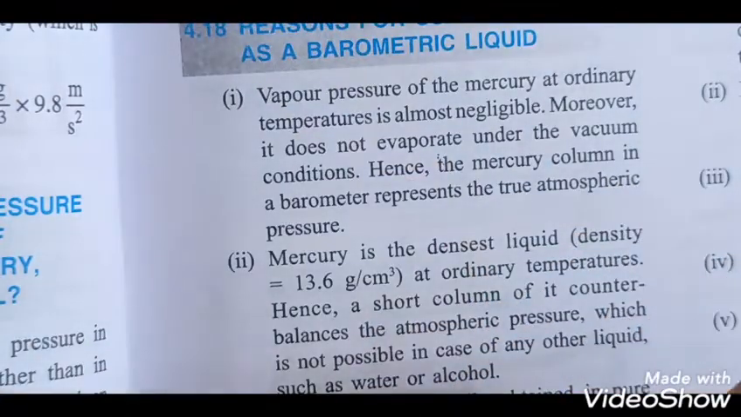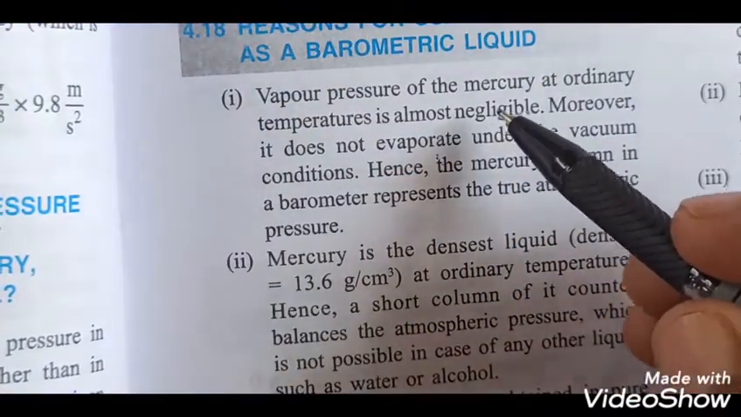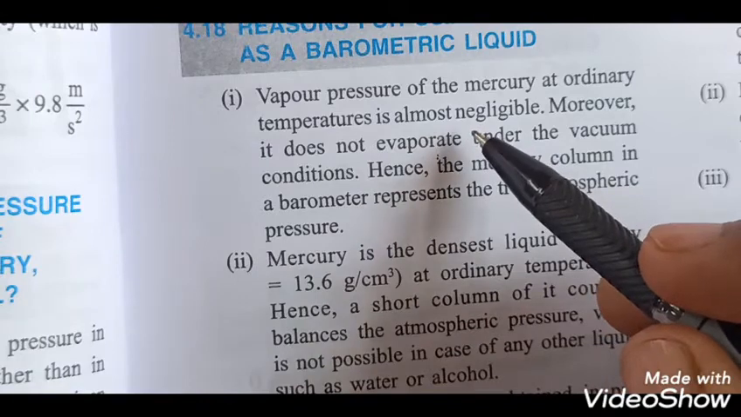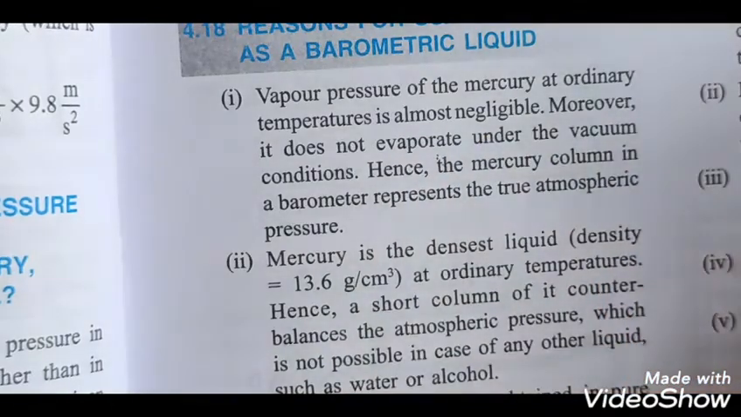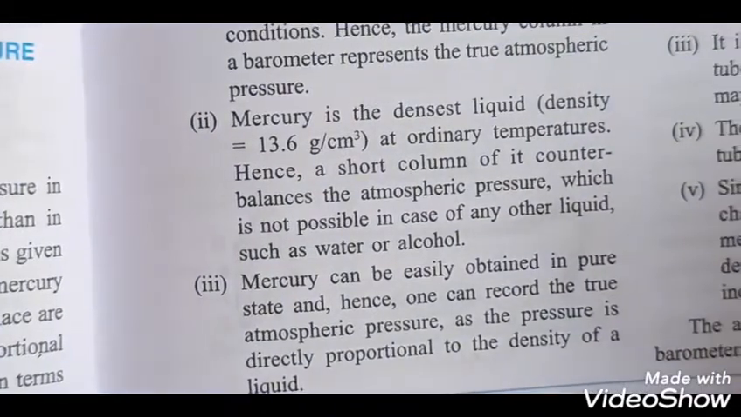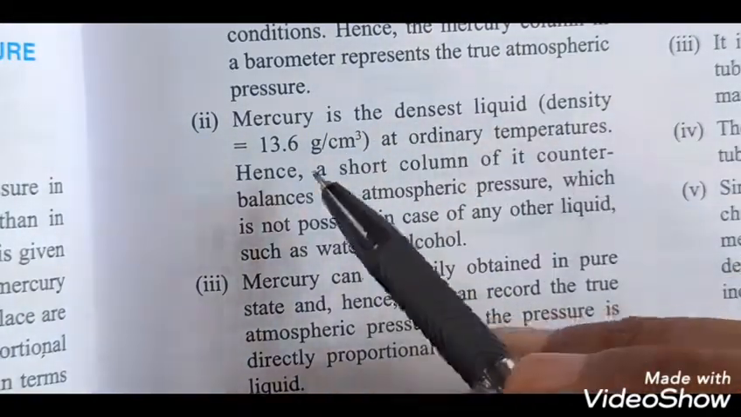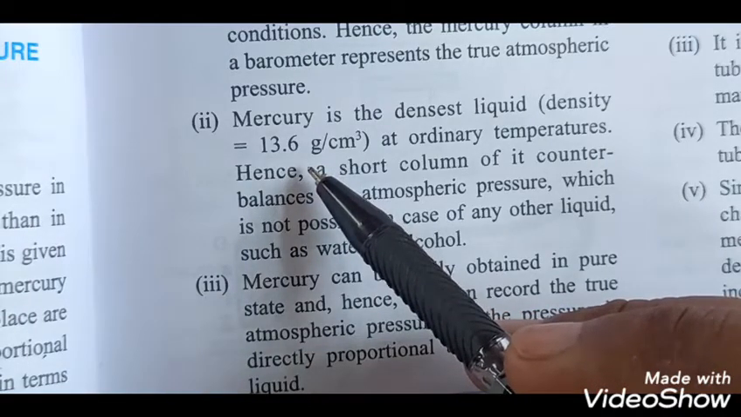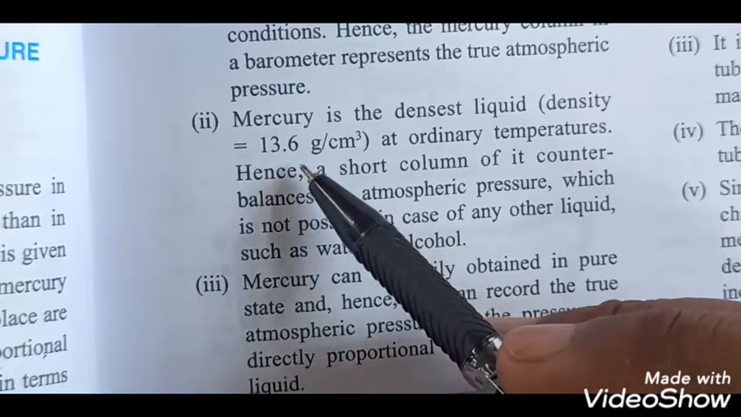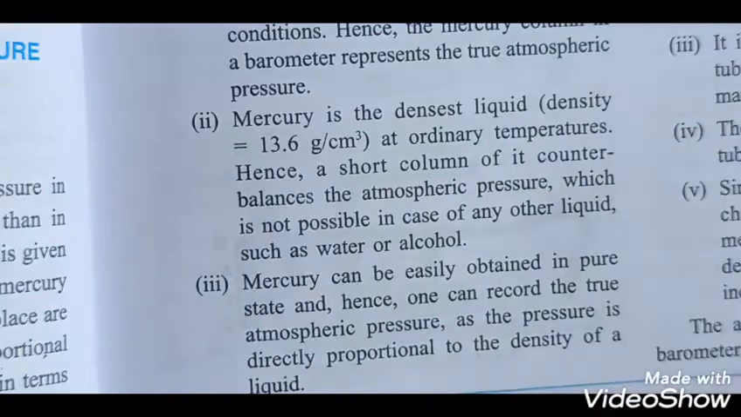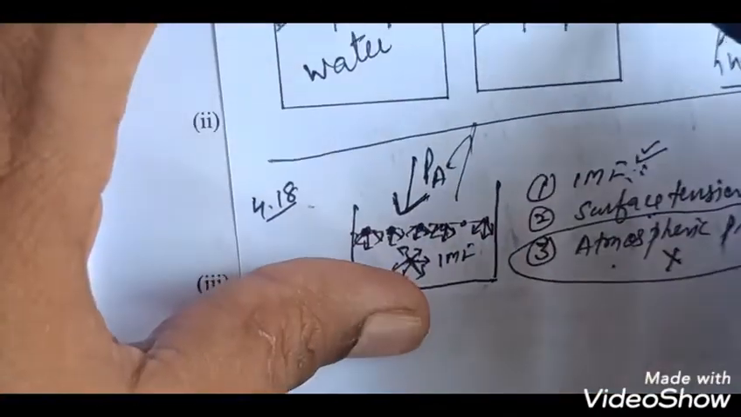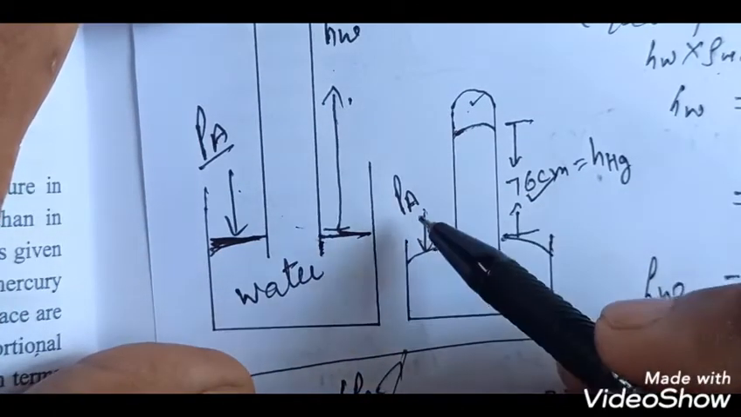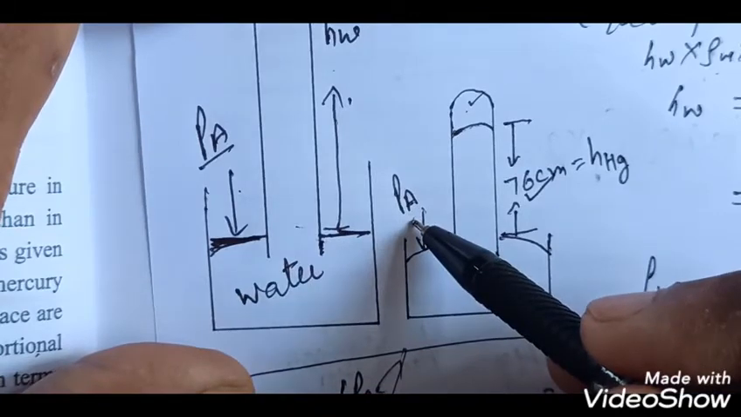And what is the material in it? Because mercury has low vapor pressure, therefore it is a good barometric liquid. Okay, I have explained the reason for you. Secondly, the density of mercury is very high, 13.6, and that of water is just 1 gram per centimeter cube. Therefore a very small height of mercury, only 76 centimeter of mercury height, will apply enough pressure to counterbalance the atmospheric pressure.